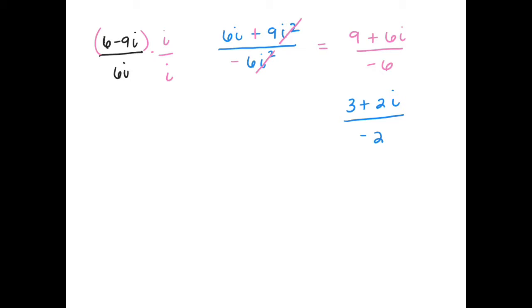That wasn't an option because of this negative here. We don't like having negatives on the bottom, so what I want to do is move it to the numerator. When I do that, I'm going to need a set of parentheses. That gives me negative 3 minus 2i over positive 2. Let's take a look at the next one.